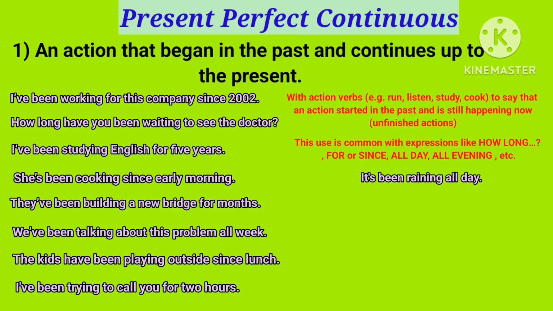It's been raining, or it has been raining all day. So the weather started earlier, it's still raining now, and rain is an action verb. She's been practicing the piano since she got home. Practice began at a specific past moment and continues. Practicing is an action verb.